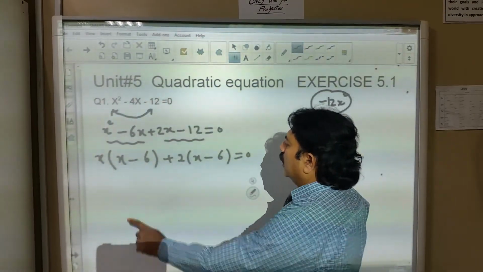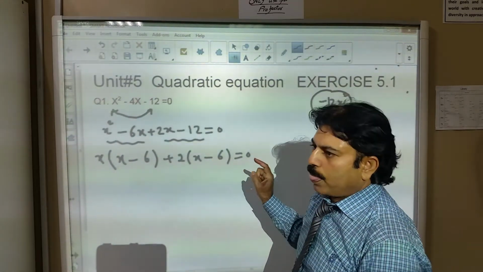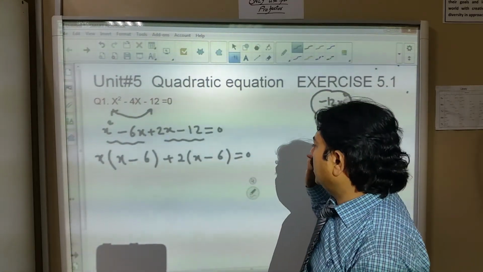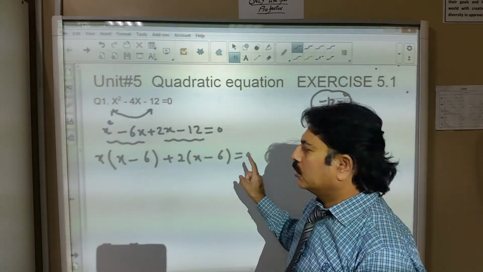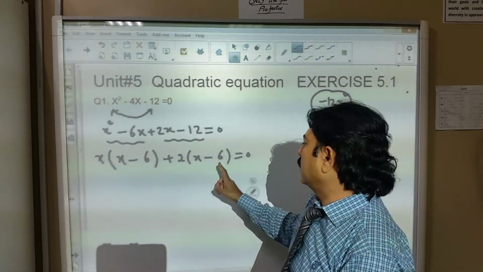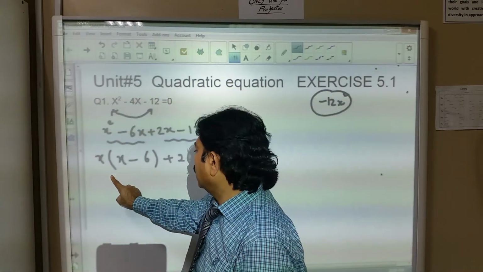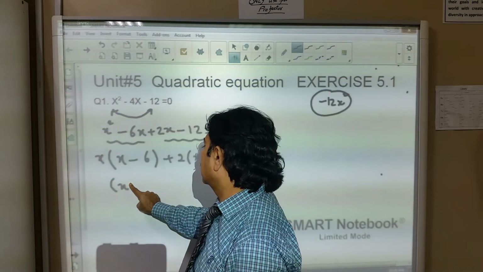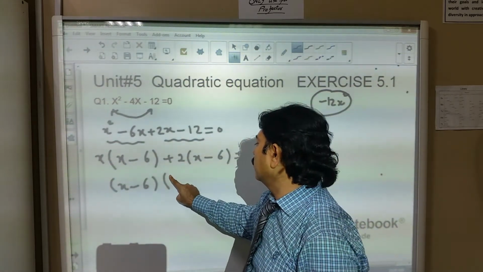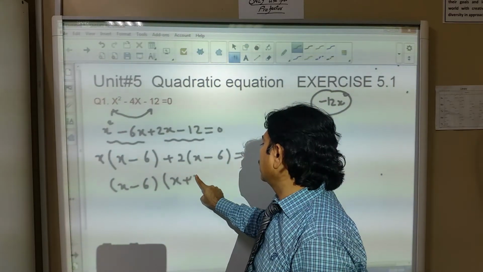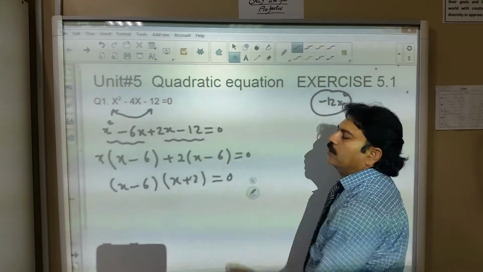Now see it, x minus 6 and x minus 6. This means that if here is x minus 6, the next term should be x minus 6. If you write x plus 6, it will be wrong. So now you write x minus 6 into the remaining, x plus 2. These are the 2 factors of this equation.